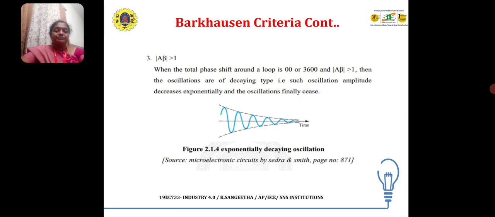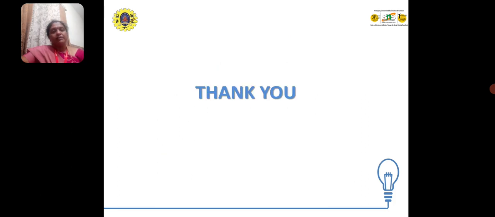So for sustained oscillation, the two conditions should be met, and those conditions are called Barkhausen criterion. Now this is the question time, and my question is: what is positive feedback, and what are the two conditions of Barkhausen criterion?